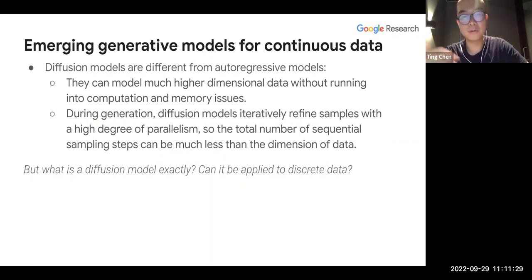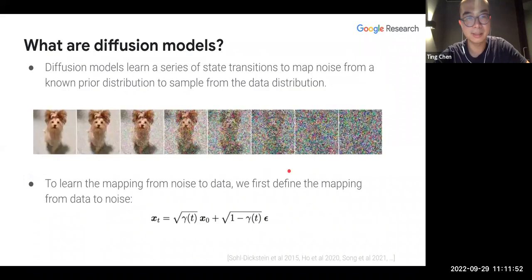You don't need to go over the image generation a million times, right? You just go over maybe 1,000 times, right? So this is a big win. But what is a diffusion model exactly? And can it be applied to discrete data? So the thing I'm describing here is mostly for continuous data, but can we apply it to discrete data?